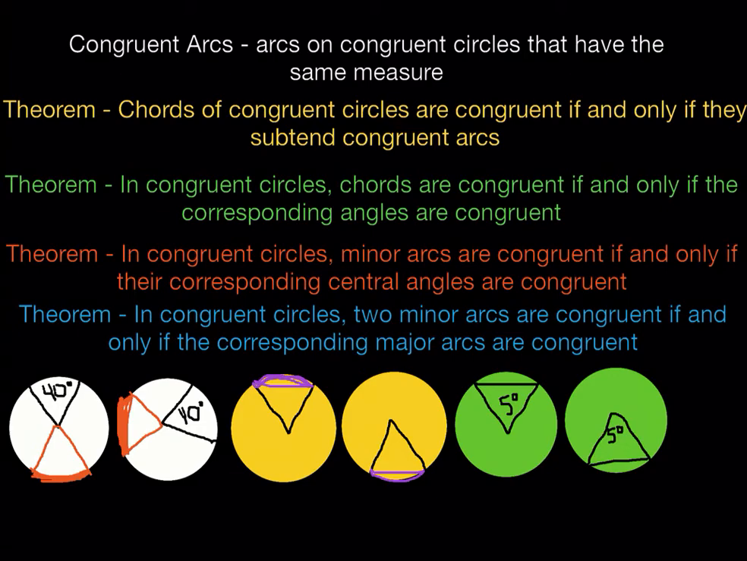And then the next theorem, in congruent circles, 2 minor arcs are congruent if and only if the corresponding major arcs are congruent. So if this part, let's just say, is 200, and this part right there, let's just say, is 200, then the minor arcs must be the same. They would both be 160, using your major arc theorem to show that the minor arc would be 160 because the whole thing is 360.